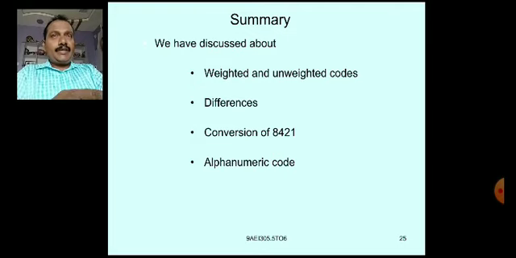ASCII code is a 7-bit code, and when a parity bit is added, it becomes an 8-bit code, and it can accommodate 2 power 7, that is 128 symbols. It can accommodate alphabets, numbers, special characters. And EBCDIC code is an 8-bit code. It can accommodate 2 power 8 symbols, that is 256 symbols. Not only alphanumeric and special characters, commands will also be included in this.